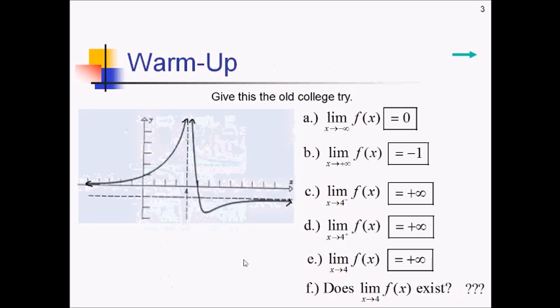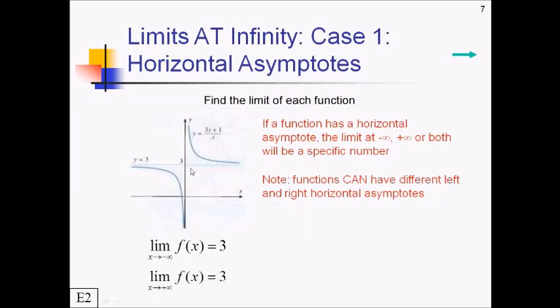If we just flip really quick back to our original warm-up problem, going to the left we have a horizontal asymptote on the x-axis, but to the right we have another horizontal asymptote at y equals -1. So, although this graph that we just looked at has one horizontal asymptote for everything, we can't assume it's the same on the left and the right without double-checking it.